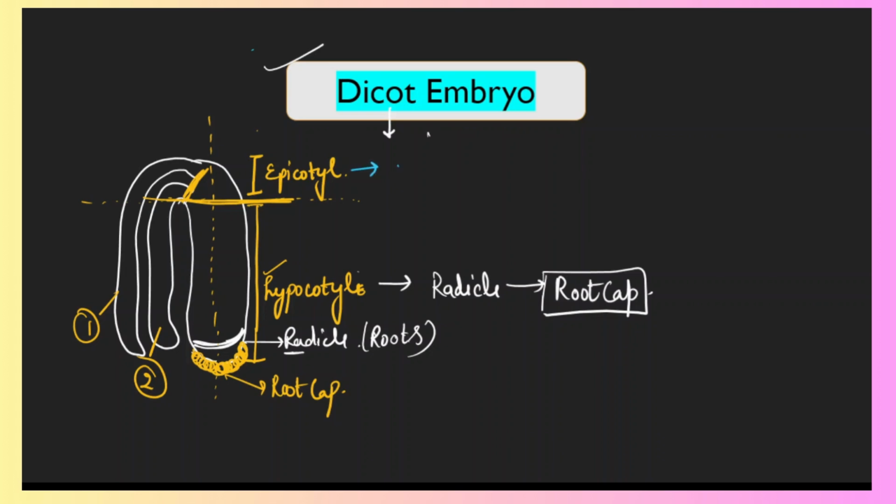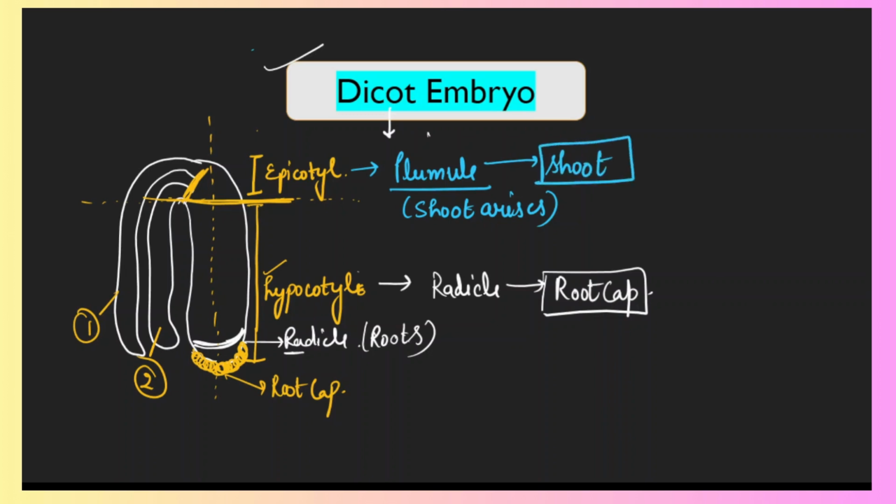the epicotyle will form the plumule. This is very important. Plumule. Okay, plumule is the part from where the shoot arises, shoot system formed. Okay, plumule. And the plumule will form the shoot system. So I hope this is all clear to you all.